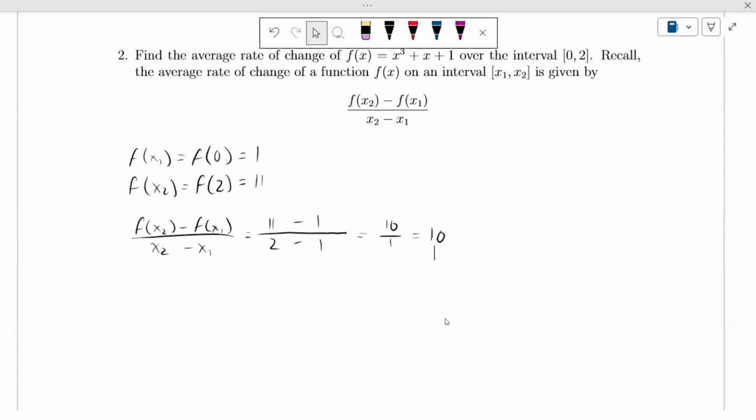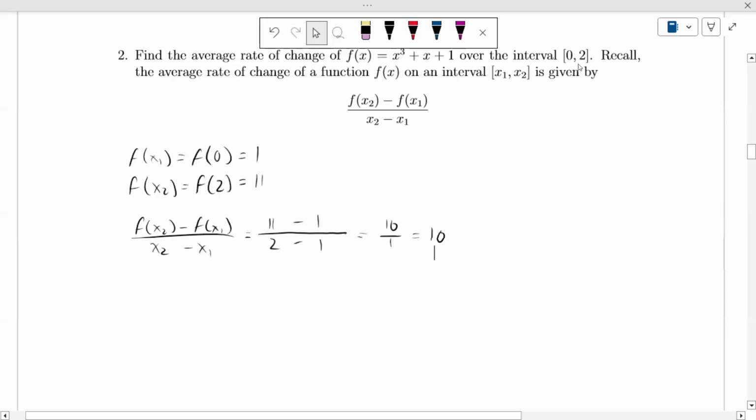So the x1 is 0. The x2 is 2. Right? So here is where I've used f of x1, right? And then in the formula over here, f of x1 appears, right? Here's where I do f of x2, and then in the formula, f of x2 appears as well. The denominator? Right, so that's x2 minus x1.